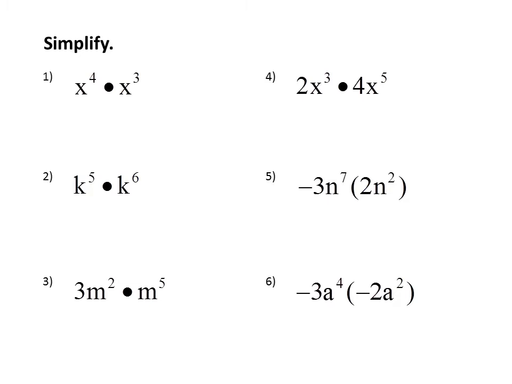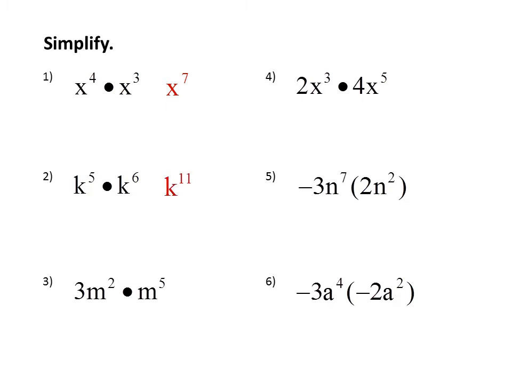Let's look at number 1. Number 1 says x to the 4th times x cubed. Since they have the same base, the rule of common bases tells me that I add 4 plus 3, which equals, you guessed it, 7. Here we go. Now you do number 2 on your own. Okay, I hope you paused the video. Of course, you add 5 plus 6 and you get 11.